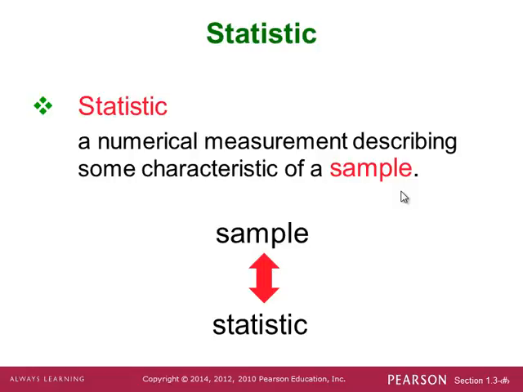Again, it's not practical for us to be able to catch every snake out there in the forest. But again, if we have a good sample, our sample statistic will be a close approximation. And of course, the better our sampling technique and the larger our sample size, the better the estimate's going to be. But a statistic is to sample as parameter is to population.